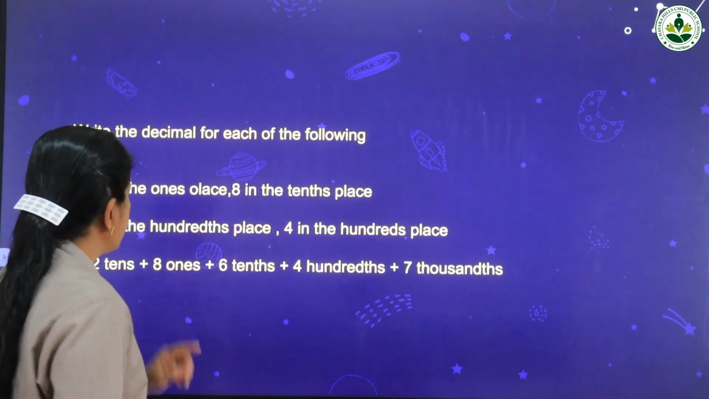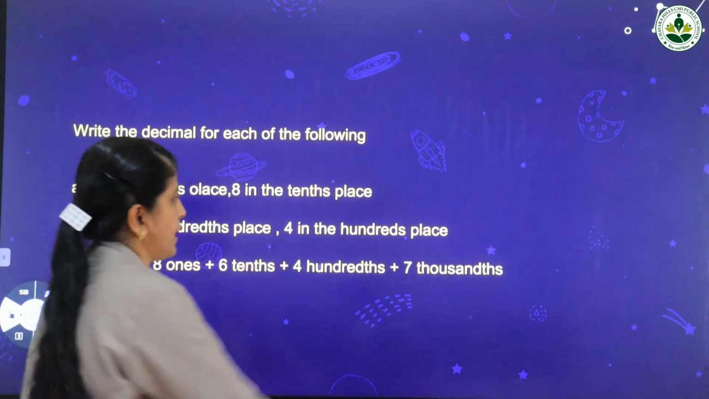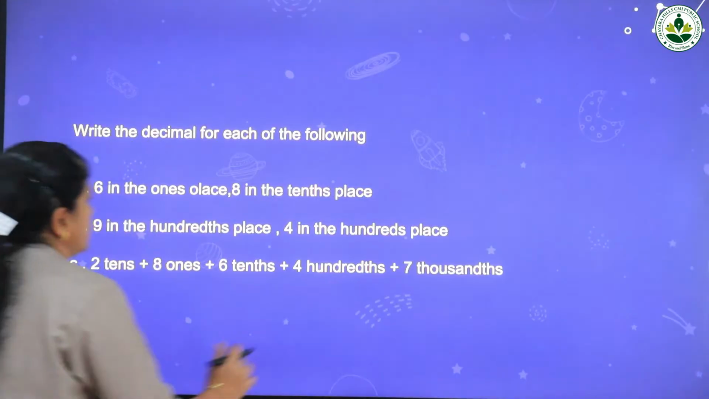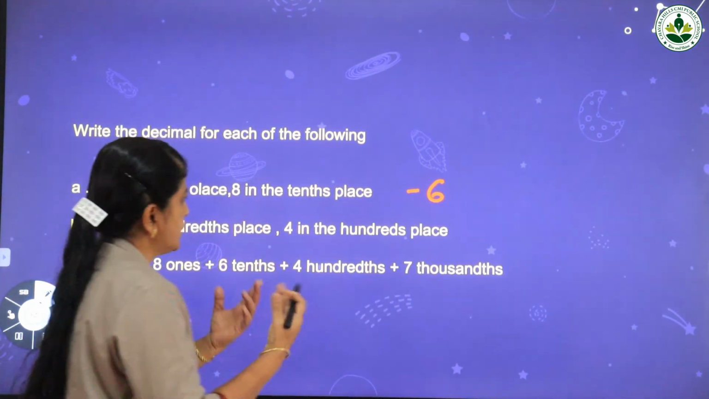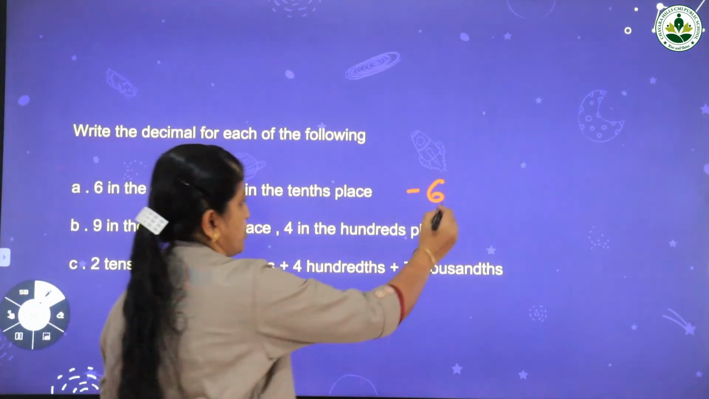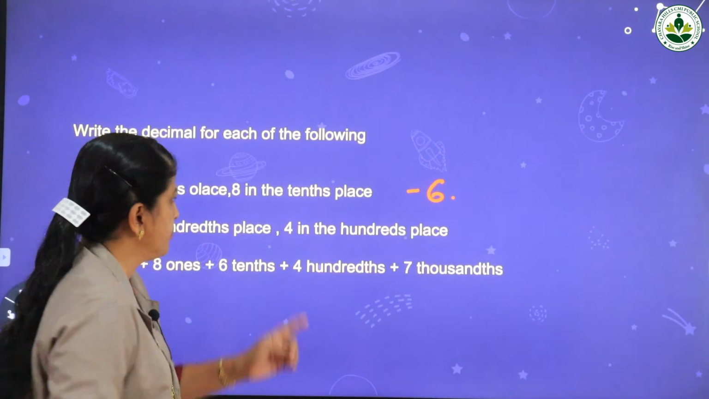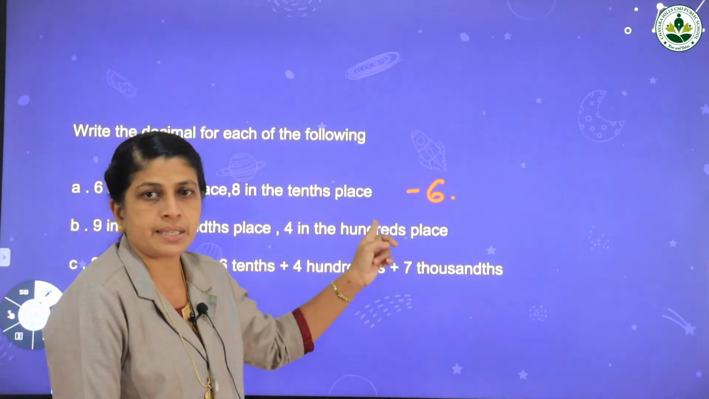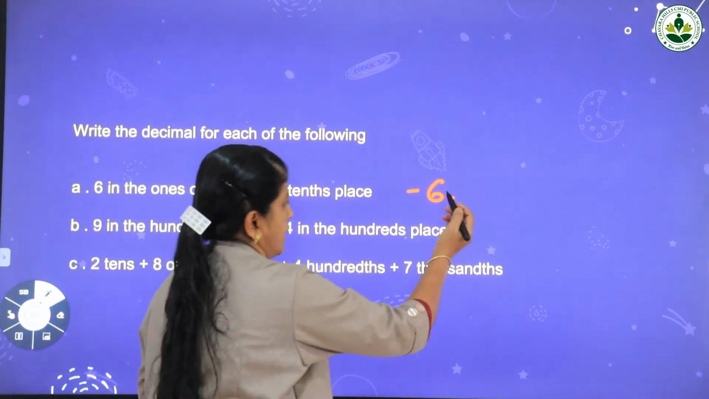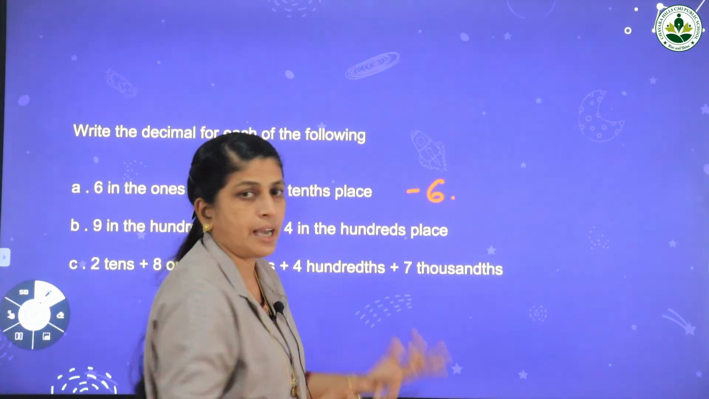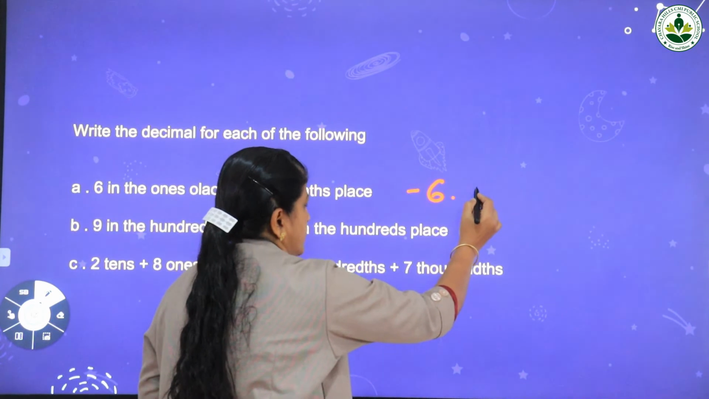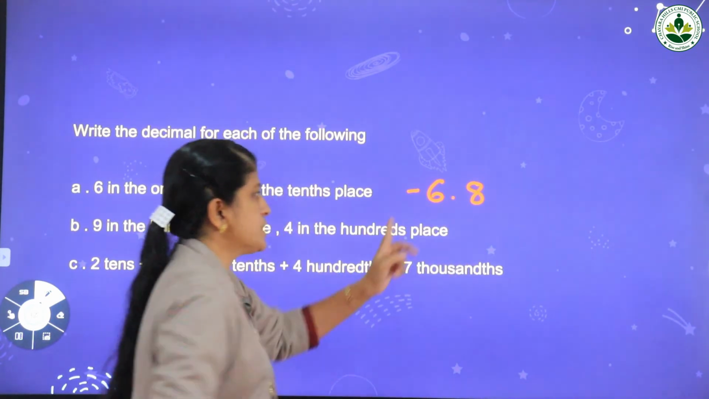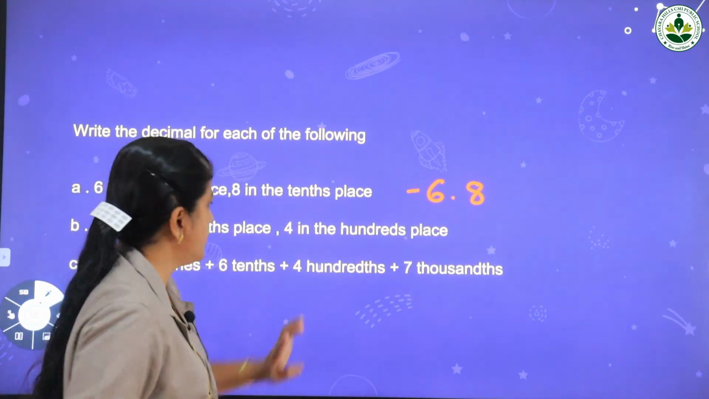Then what is that? 6 in the ones place. The ones place digit is 6. Then after the ones place, the point should be there. Then the tenths place digit is 8. The place just after the decimal point is the tenths place, and the digit in the tenths place is 8. Therefore, 6.8 is the number.